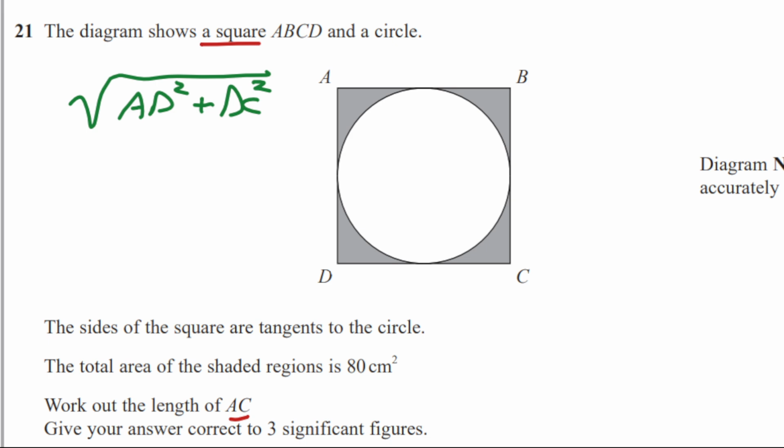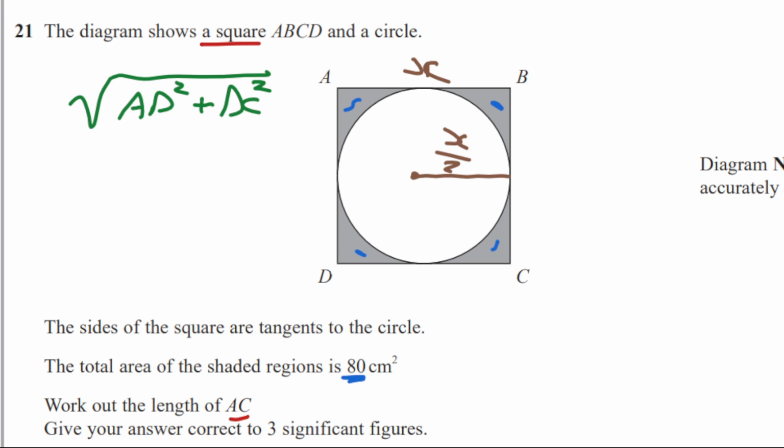Now let's see what the question gave us. The question says the shaded area regions is 80. So this area plus this area plus this area plus this area is 80. Okay, how is that helping me? This is how I will take this information. The shaded area is the area of the square minus the area of the circle, right? But do we know the area of the square? We don't. So let's assume this side is x. That means all the other sides are x. And that means the radius is half of this, so it's x divided by 2.